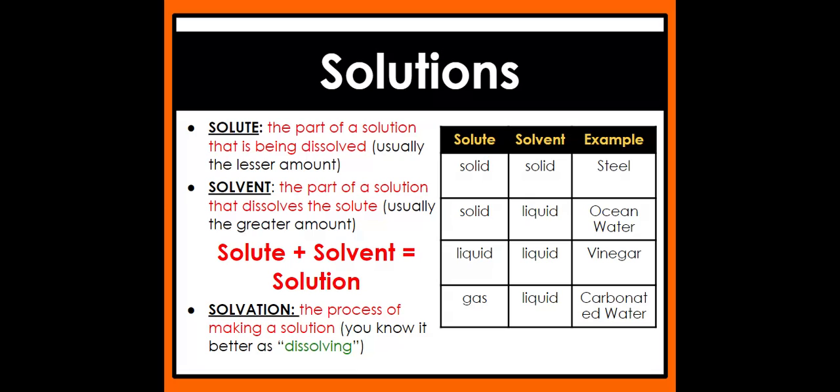We call the process of adding a solute and a solvent together solvation. You might call this dissolving, but solvation is just the process of making a solution. Some examples of solutes and solvents and what they make are over here in this chart.